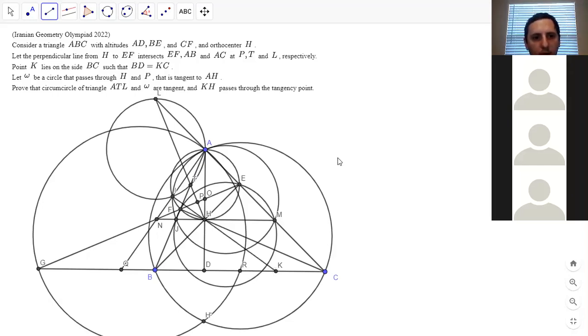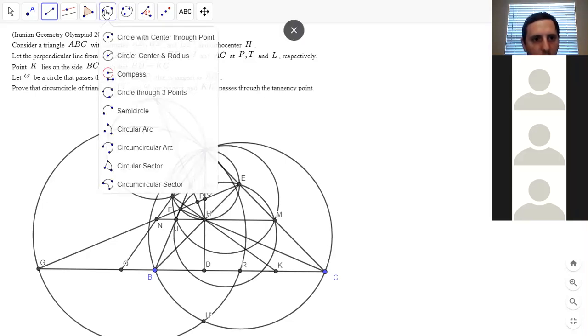Okay, yeah, I like that idea. And then we have to prove that the circumcircle of ATL, where is L? I forgot. Oh, L is right there. We have to show that, so omega is supposed to pass through H and T. We have to show that this circumcircle of IPH is tangent to AH.